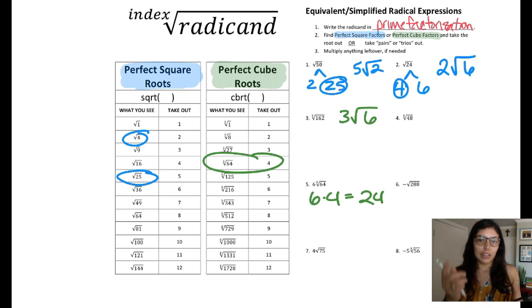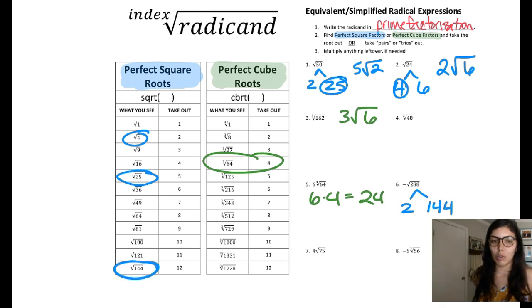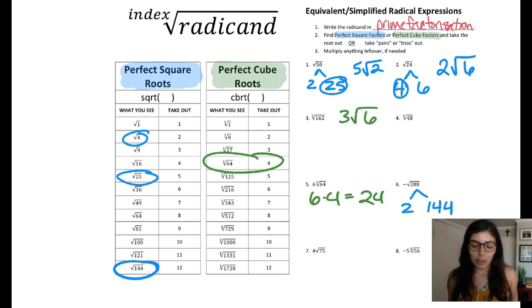Looking at number 6, the square root of 288. 288 isn't on the list of perfect squares, but if I break it down to 2 times 144, my noggin should be going off because the square root of 144 is on the list. 144 is 12. So this is going to be 12 square root of 2 with that negative 1 still in the very front multiplied. Negative 12 times square root of 2 without all the work I had to do in the other way to break it down to its actual prime factorization.